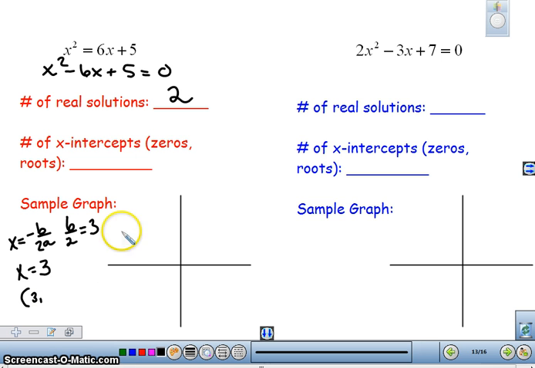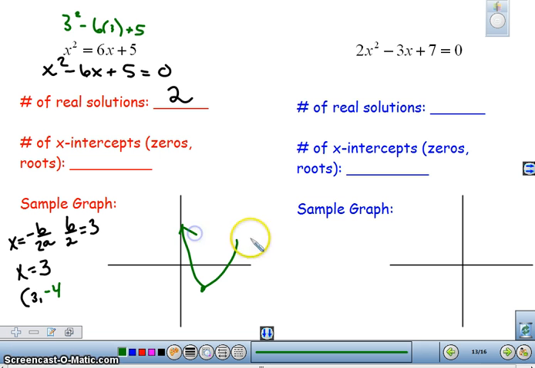And now we need to figure out, plugging 3 back into this original equation, what we should get for y. So plugging in 3 squared minus 6 times 3 plus 5, we're going to have 9 minus 18 plus 5, which gives us negative 4. So our vertex is at (3, negative 4). If we're approximating, we might say it's about right here. And if we look at our two solutions, if we're doing a rough graph, we might have something like this.